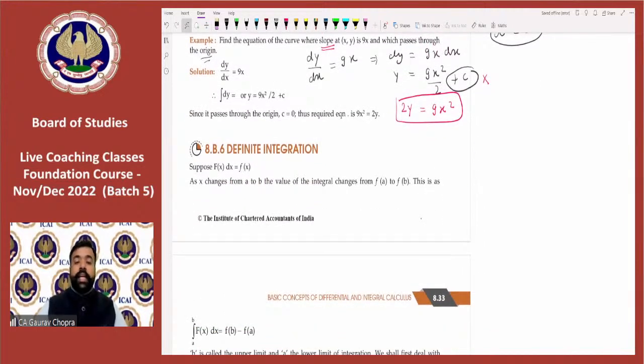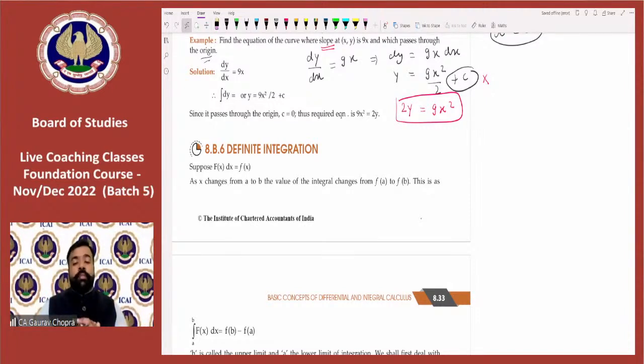Then the next will be definite integration. Now, what is the difference between definite and indefinite? So till now, what we have done in the chapter was indefinite integral. Indefinite means there was no limit. The value of x and y can be anything. The value of the variable can be anything.